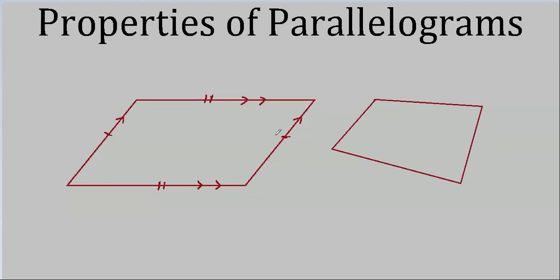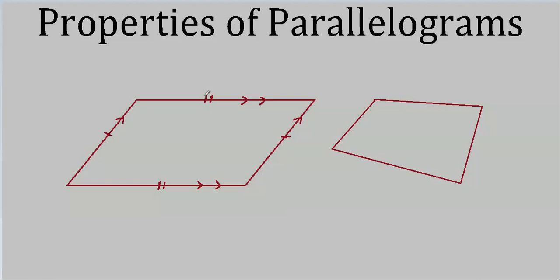In addition to opposite sides being parallel, that's the definition of a parallelogram, opposite sides are also congruent. And if you think about it, you'll realize that pretty much has to be true, otherwise they wouldn't be parallel. So it actually goes both ways. If opposite sides are congruent in a quadrilateral, it's a parallelogram, and of course vice versa.